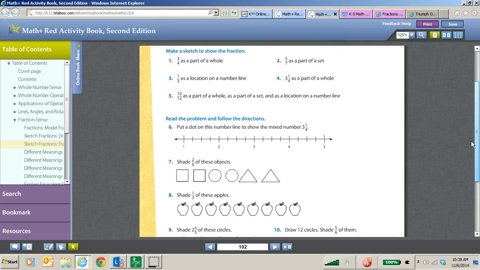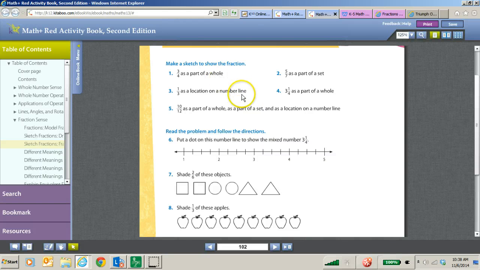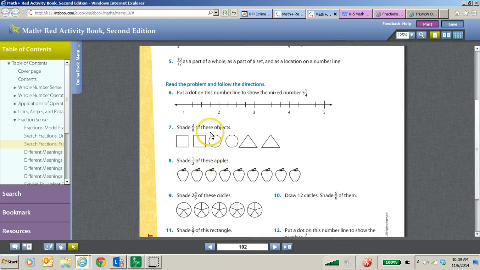Right here we have additional practice, and you can see it talks about different representations, parts of sets, parts of number lines. It says put a dot on the number line to show the mixed number 3 and 1/4. So we have our 3 wholes, and we can see that each section is divided into 4 equal parts, and we have one of those 4. So the students would place their dot right here. Right here it says shade 2 of the 6 objects, or 2/6 objects, 1/3 of the apples. This could be tricky because they may say, oh, I'm just supposed to shade 1 or I'm supposed to shade 3. But they need to count the entire set, they always need to think of the whole.